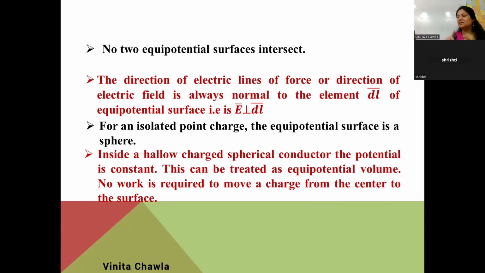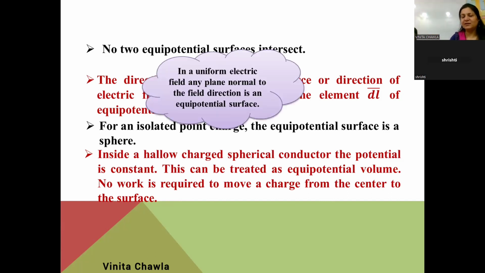No electric field means dV by dr is 0. Differential of anything is 0. Differential of V is 0. Therefore, V is a constant. We'll discuss this in detail also, don't worry. So in a uniform electric field, any plane normal to the field direction is an equipotential surface.